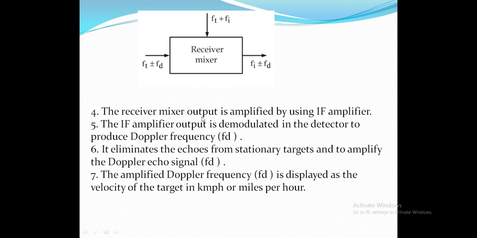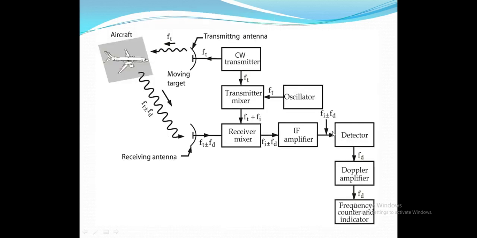After that, the mixer output is amplified by an IF amplifier. The IF amplifier output is demodulated by the detector to produce Fd, the Doppler frequency, which is amplified by the Doppler amplifier. This eliminates the echoes from stationary targets, and the output is indicated by the frequency counter and indicator. Here the velocity of the target will be displayed. So this is all about continuous wave radar.